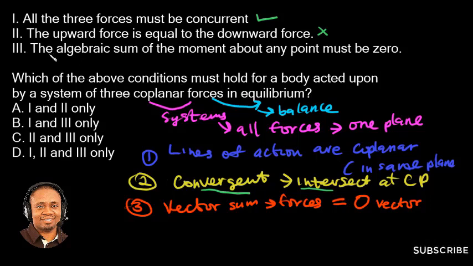Okay, then the third condition, the algebraic sum of the moment about any point must be 0. Of course, we just highlighted that the vector sum of all these forces is equal to 0 vector. So this condition is also correct. So we have condition 1 and 3 correct. So let us look at the option. Option B is the right answer.